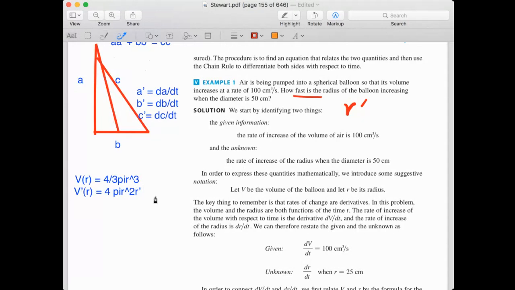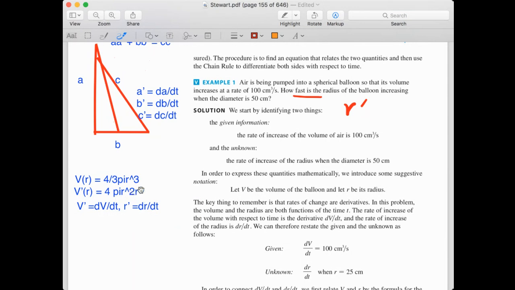But this r prime is not a dr. So in this case, we just introduce another invisible variable. So v prime here is dv dt, and r prime here is dr dt. All right, now it makes sense. Otherwise, it doesn't make sense because from before, we only considered the change of v in terms of r. So we have dv dr, then dr dr, which is 1.